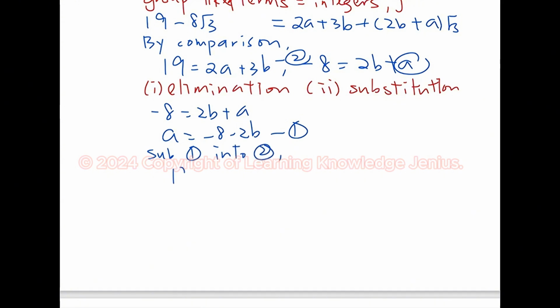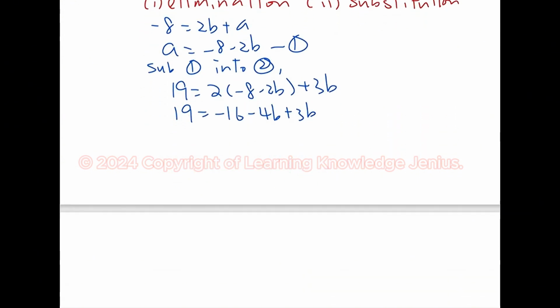I get 19 is equal to 2, and I replace the a by equation 1. Now I'm going to expand it. Next I'm going to make b the subject. So I move these two terms to the left-hand side. I get 4b minus 3b, and then equal to negative 16 minus 19. So I get that b is equal to negative 35.